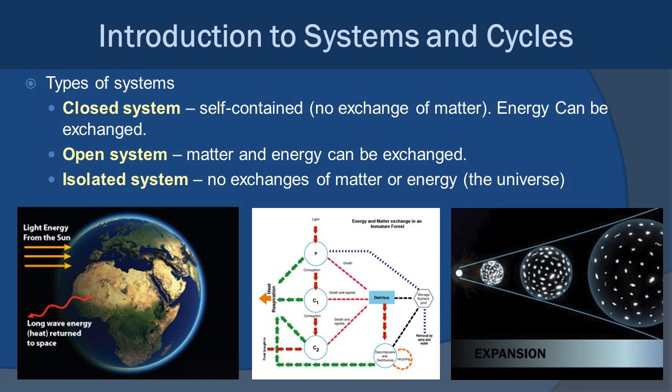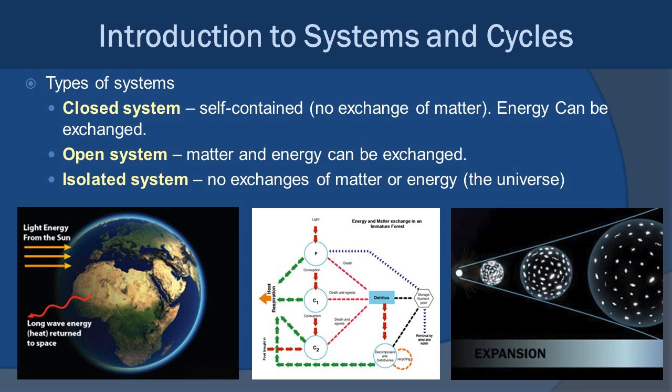Now, the other two, closed and isolated systems, the definition often changes a little bit depending on what course you're taking. Because a lot of our students in the academy end up taking IB Environmental Systems, I'm going to go with that definition that IB uses for future reference. In that definition, a closed system is self-contained. There's no exchange of matter, but energy can be exchanged.